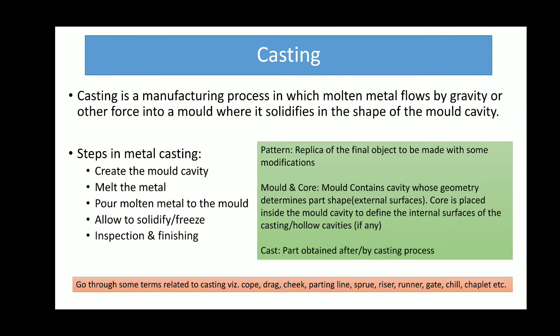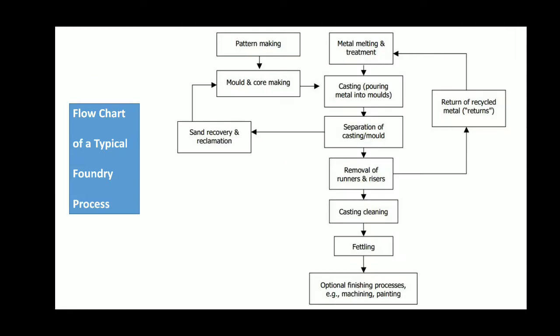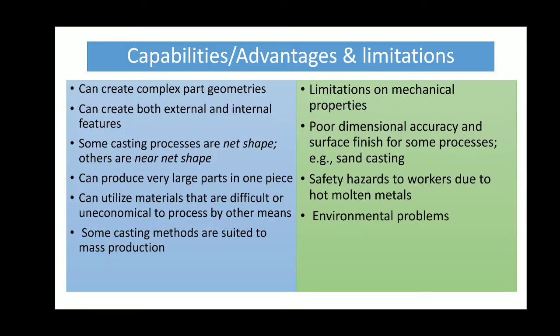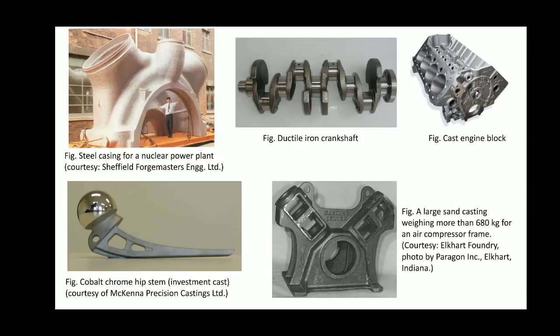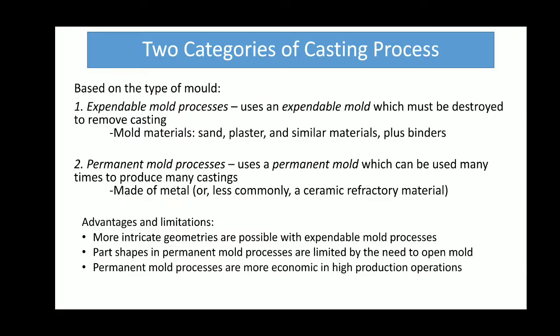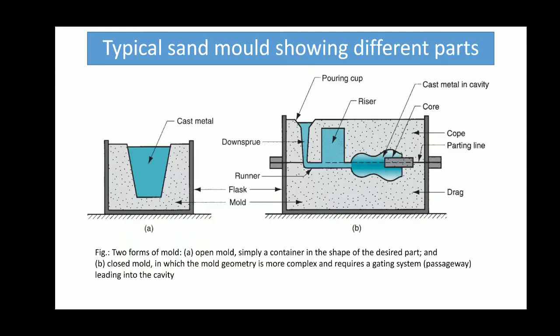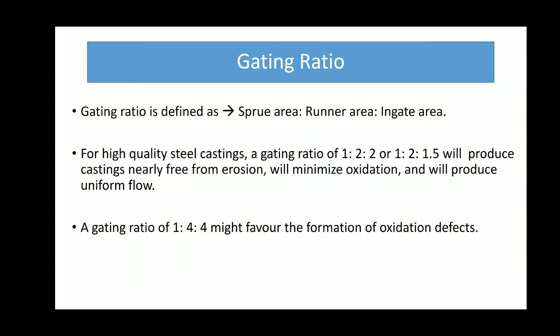Similarly, for casting, we discussed what casting is, the steps involved, the typical foundry process, its capabilities and advantages, and different cast part examples. We have seen that parts from the very big to the very small can be cast. Similarly, we discussed different categories of casting process like expendable mold process and permanent mold process, and we know about the gating ratio now.